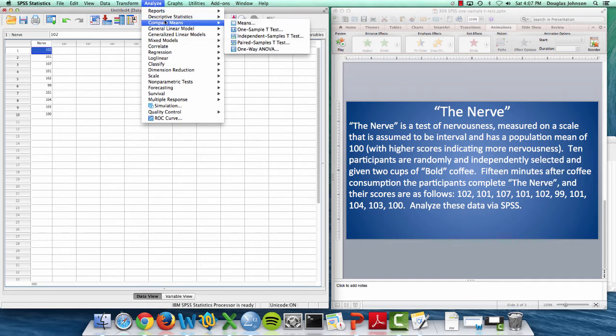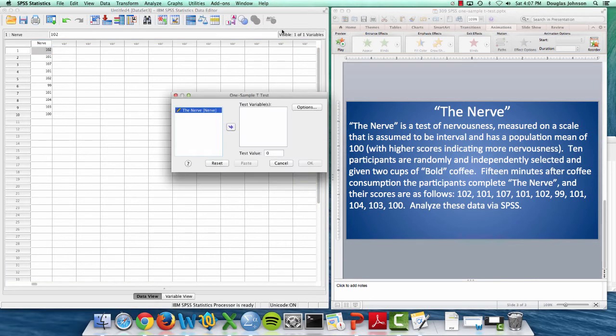We're going to go to Analyze, Compare Means, and do a one-sample t-test. The easy part of the one-sample t is picking which variable you want to do the t on and moving it over to the test variables box. The hard part for many students is remembering to set this test value. This is what you're comparing your sample mean to. It's mu under the null hypothesis. So it is what is the population mean under the null. And in our case, that is 100.